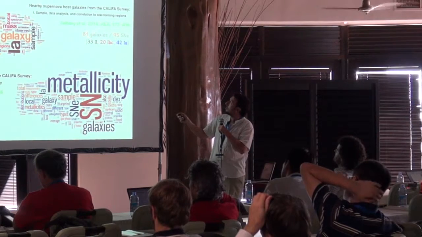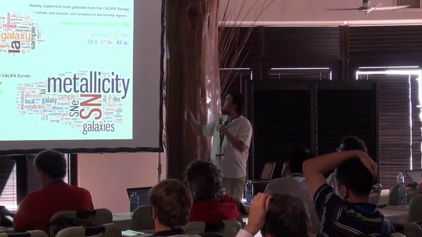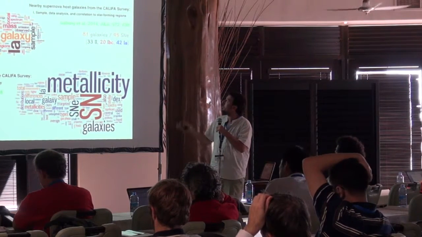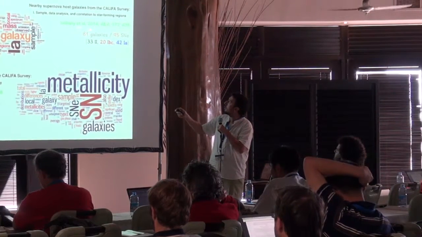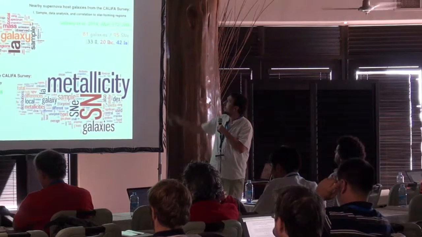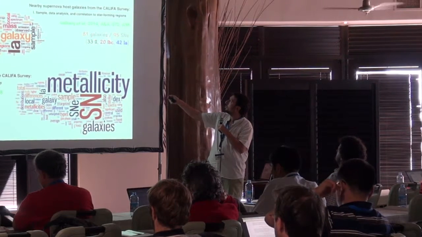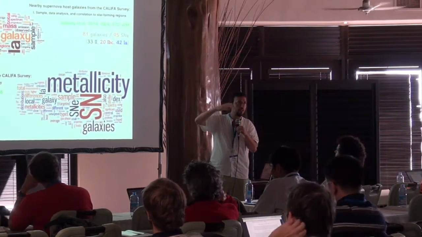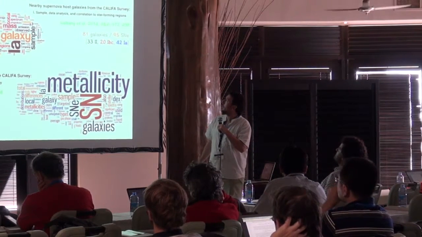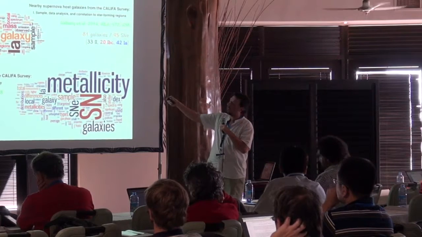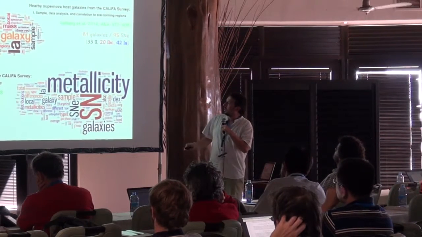This is about correlations between supernova type and star formation in general, star forming regions. At that time, in 2014, we had 81 galaxies with 95 supernovae, which I divided in three groups: type 2s, including 2L, 2P, and 2Ns. For us, 2L and 2P don't make a difference. Then 1BCs and 2Bs and 1As.